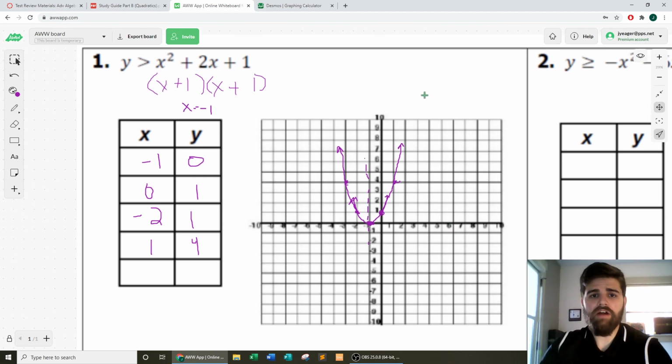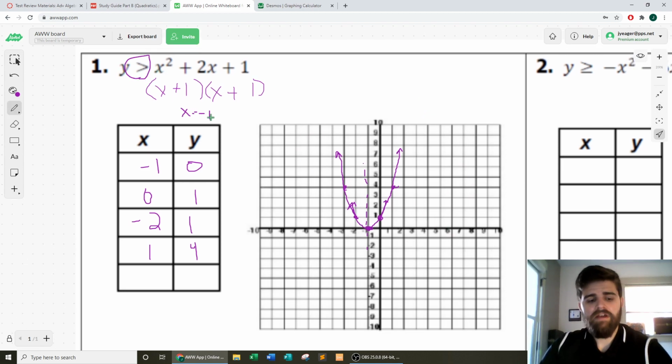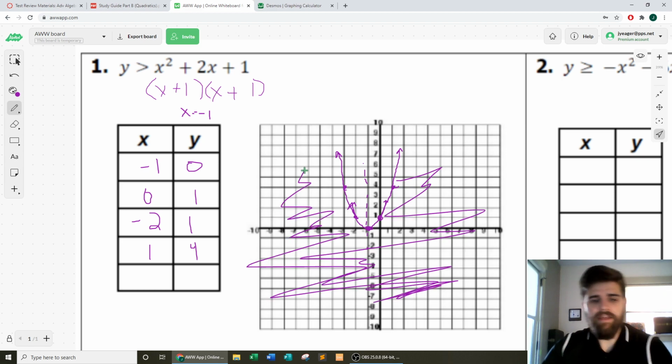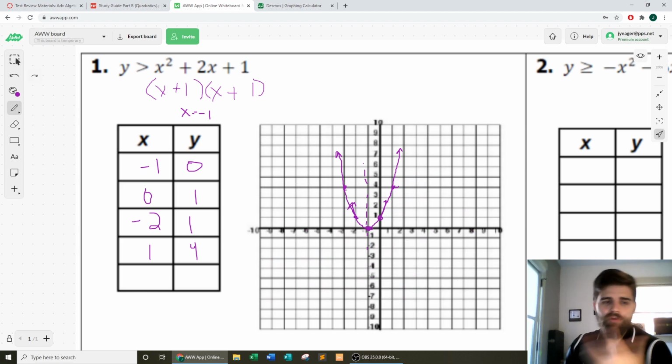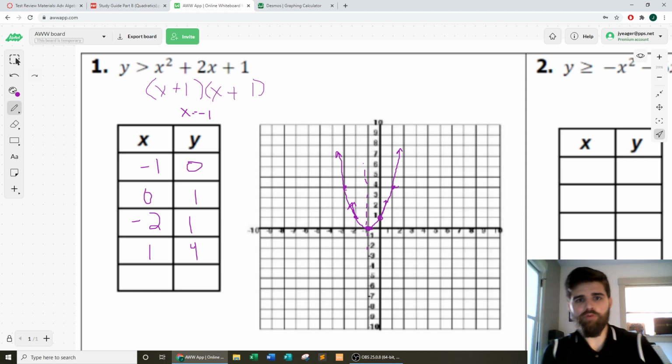So now I've got to figure out, because anytime we have an inequality, I'm going to shade on one side of the line or the other side. So I've got to figure out which way I'm shading. Now, when we worked with lines, we had a really simple rule for this, right? Y is greater than, above the line. Y is less than, below the line. With parabolas, it gets a little bit more tricky. But what you should do is use a test point.